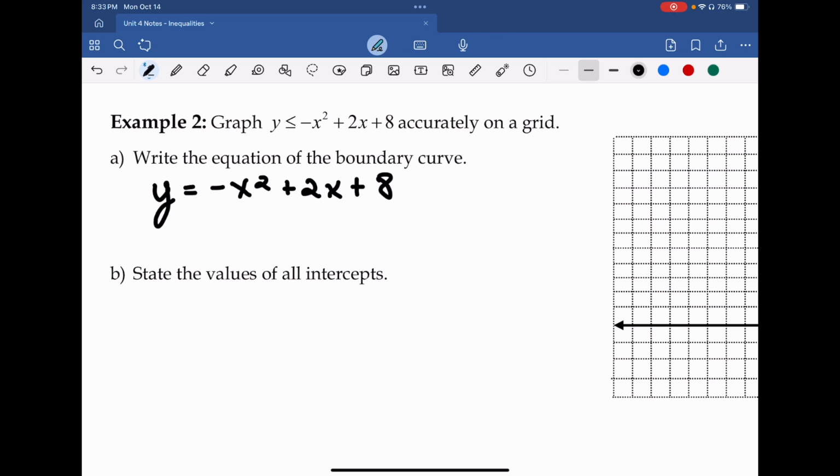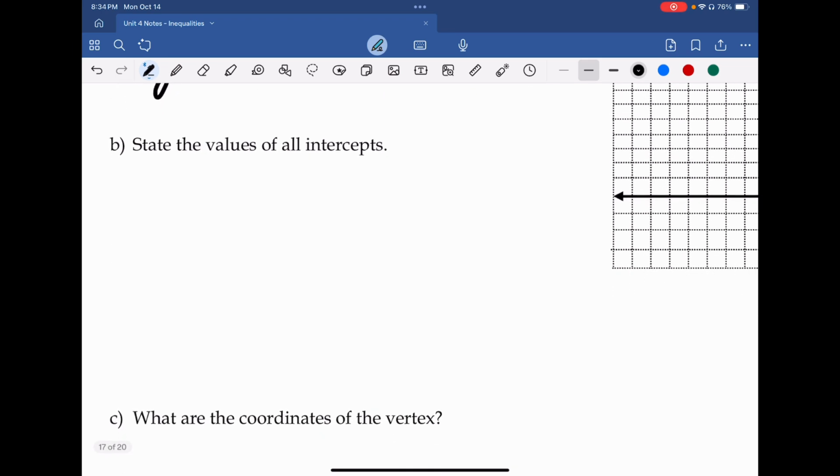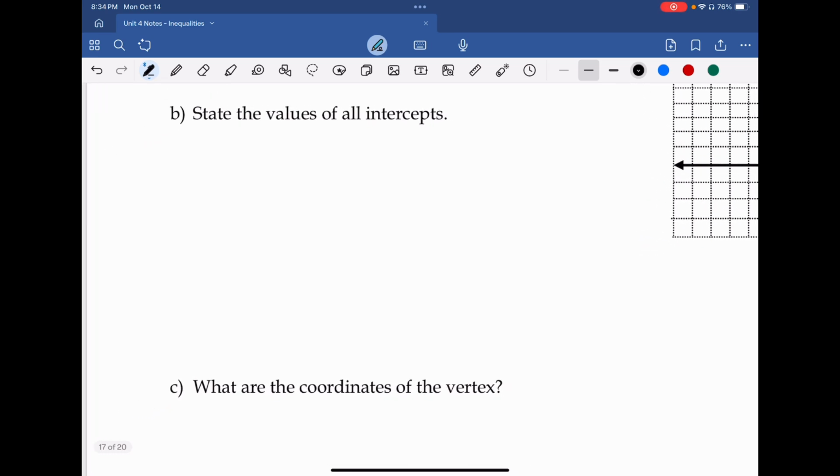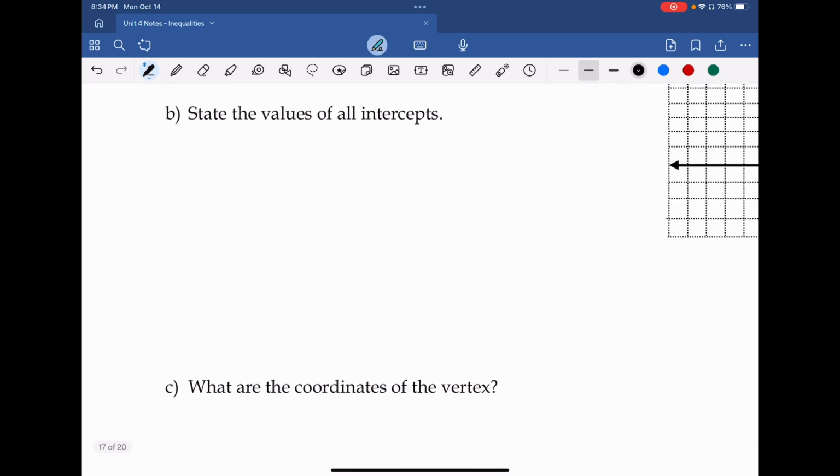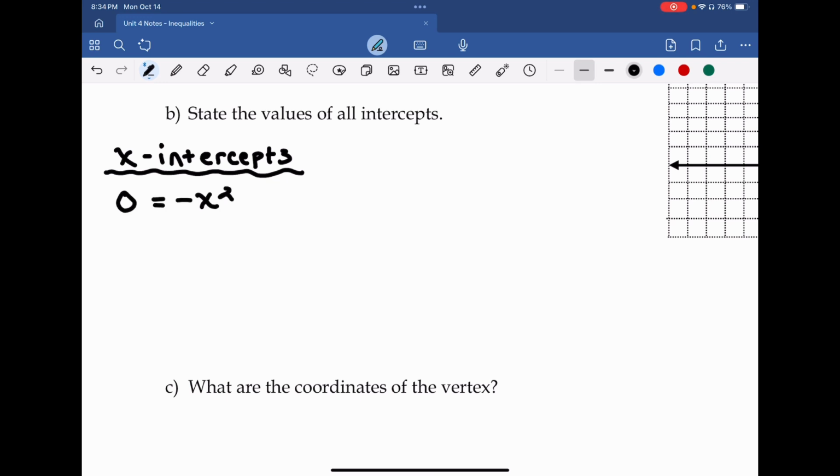State the values of all intercepts. Well, I'm going to show you the algebraic approach, but you could also do this in your calculator using the second trace function or the shift gsolve function if you have the Casio. Let's do this using the algebraic approach for our x-intercepts. To determine the x-intercepts, we're going to set the y value to 0. And maybe we should just write this out first and foremost. The x-intercepts. Okay, I'm going to set the y equal to 0. This is going to be negative x squared plus 2x plus 8.